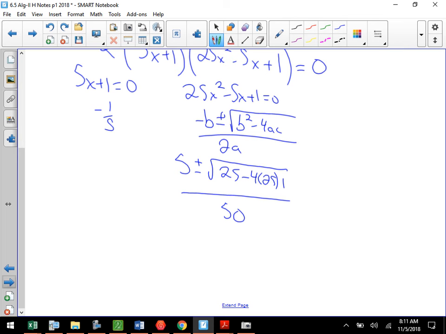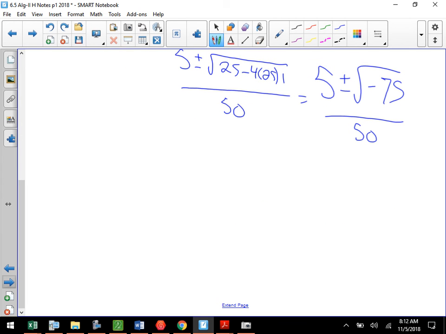What's 4 times 25? It's 100. What's 25 minus 100? Negative 75. So you start to see this, as awful as it started, it's not that bad. Because what's the perfect square that's hiding in 75? 25. Right? So isn't 75 5 root 3? But since it was negative, what do I have to bring out? An i. Yep. So I wind up getting 5 plus or minus 5i root 3 all over 50.